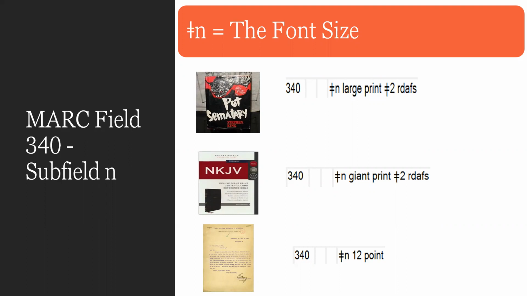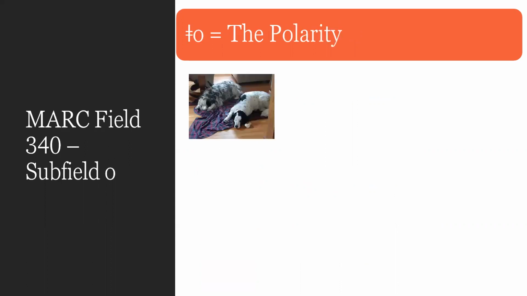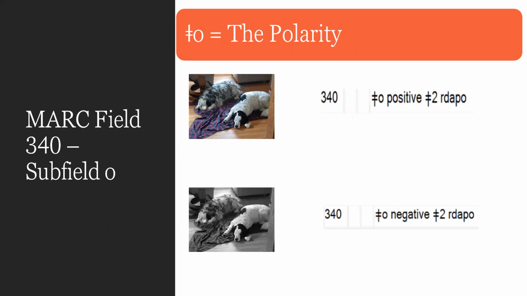Subfield O is the polarity. And here, Obi and Tyrion are going to help us again. It is the relationship of the colors and tones in an image to the colors and tones of the object reproduced. This is used when cataloging images. The only three options on the RDA registry are positive, negative, and mixed polarity. And again, here we have Obi and Tyrion demonstrating positive and negative polarity for us. Good dogs.